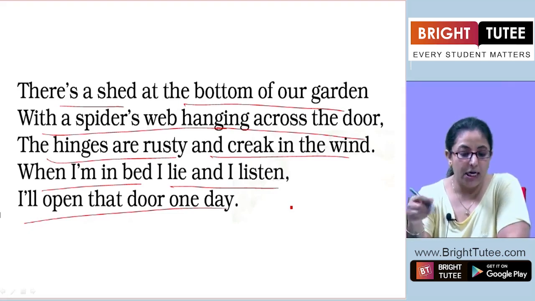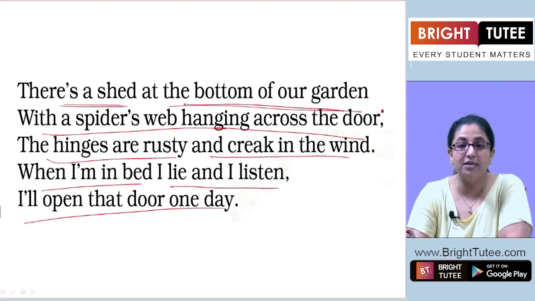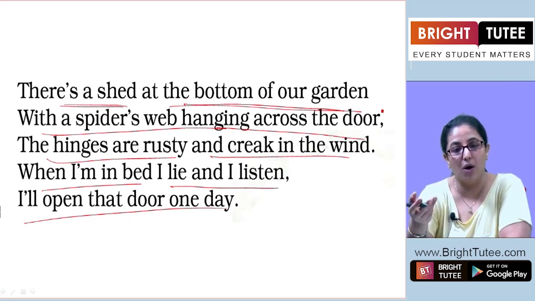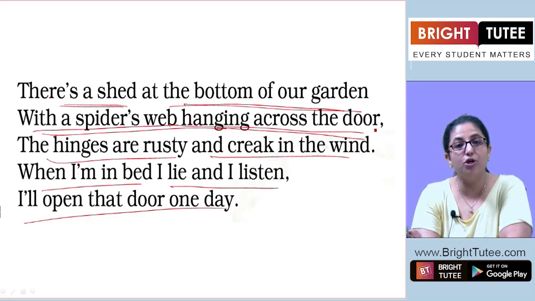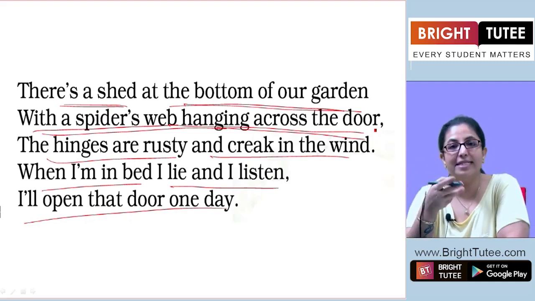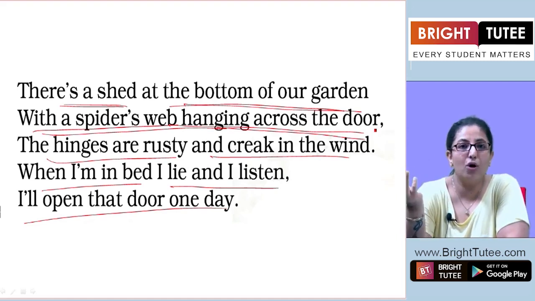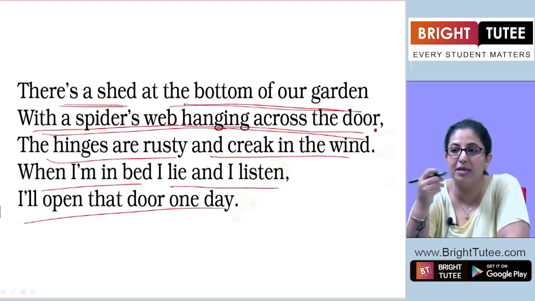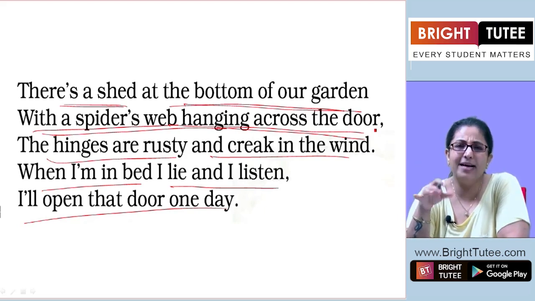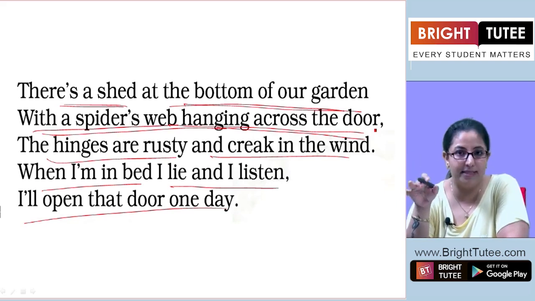So what happens here? The speaker is telling that there is a shed at the bottom of our garden. In their house, there is a garden, and at the bottom of the garden, there is a shed with a spider's web hanging across the door. Generally in these areas where the sheds are there are spider webs because the items are stored there. Probably animals, probably vehicles, probably some tools, probably some wastes of the house, and that area is not visited regularly, not cleaned regularly. So the spiders make webs there.